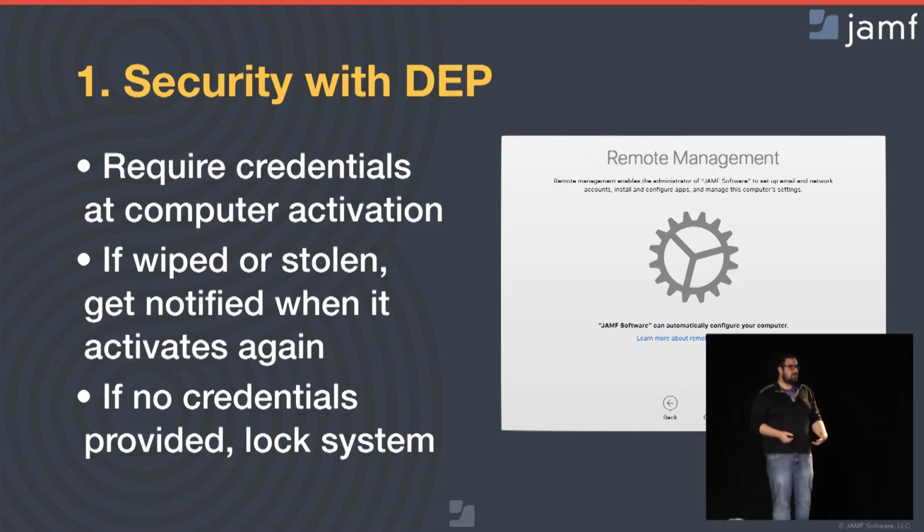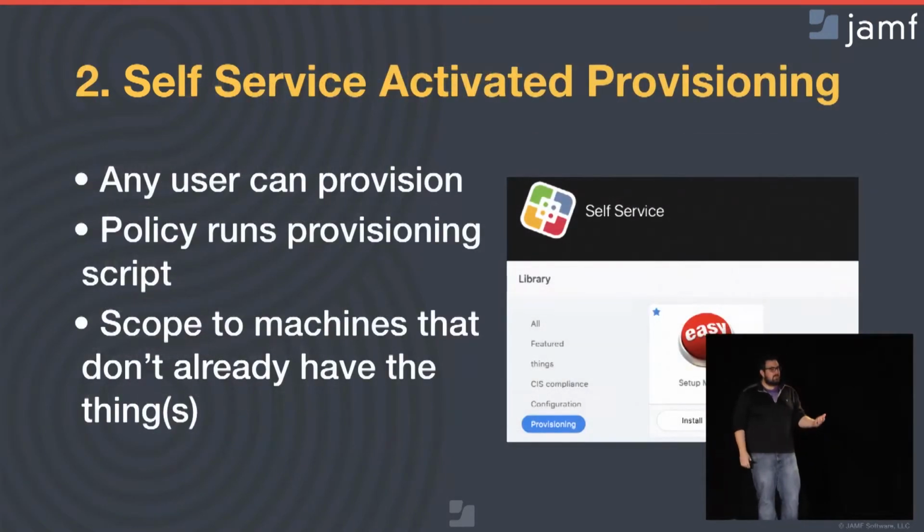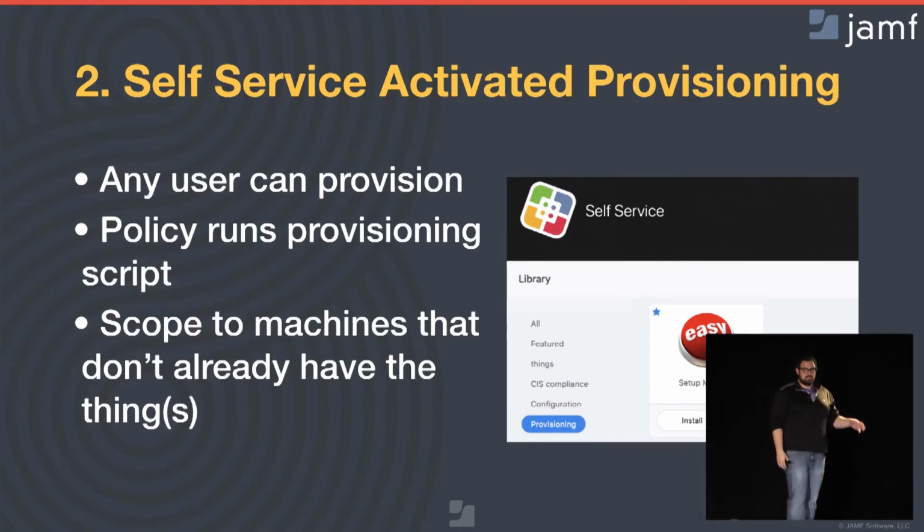So on the security side of DEP, Matt talked about this, you can require a password payload. Normally when you go through the setup of a Mac, it does not ask for any kind of credentials to be passed to any other server. You just boot up the computer and you're going to see set up a local account. That's it. With DEP, you can have the computer not get anywhere until they've entered their credentials. If it's wiped or stolen, the moment it comes back online and activates, it's going to ask for those passwords again. If there are no credentials provided, you can set it up to lock the system. This can all be done on the Jamf Pro side using a bunch of different configuration profiles and DEP pre-stages.